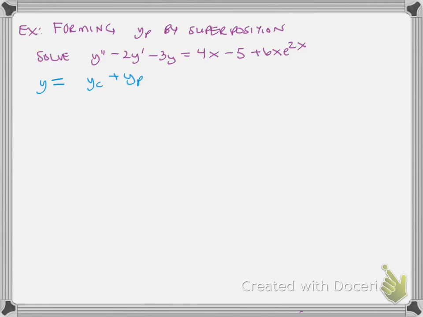But if they ask for the entire solution, you should always start with the complementary first. It's going to be very important to do that, and you'll see it more so in the last example we do. So for y sub c, the complementary, that means we need to solve y double prime minus 2y prime minus 3y equals 0. And we know how to do that.